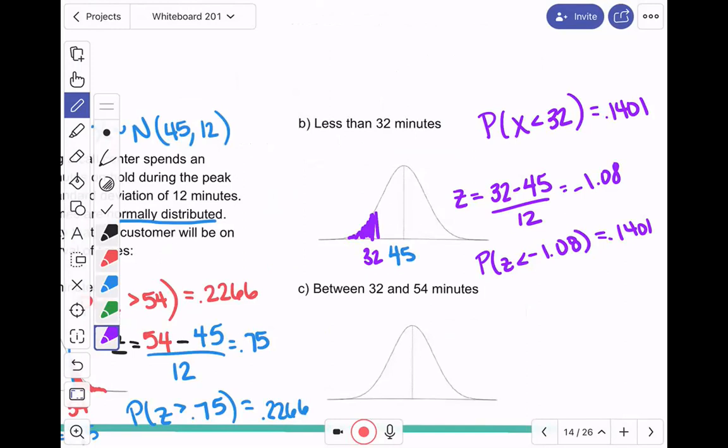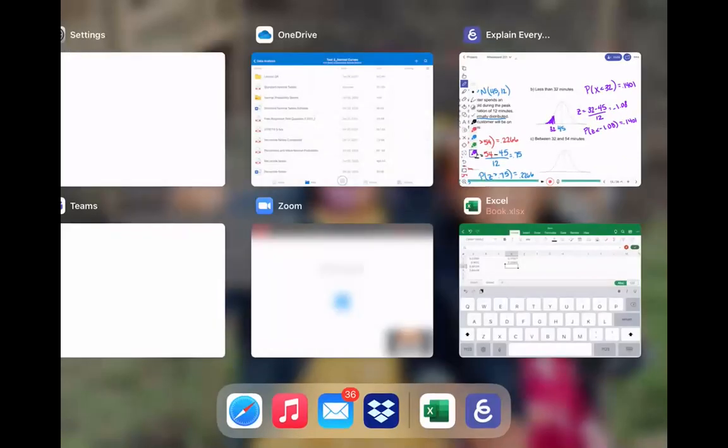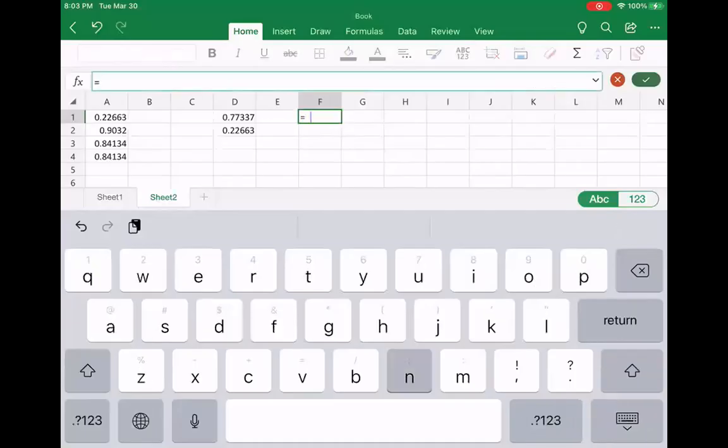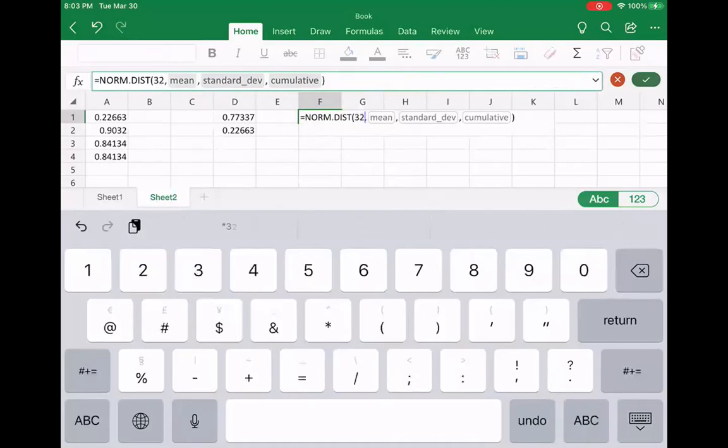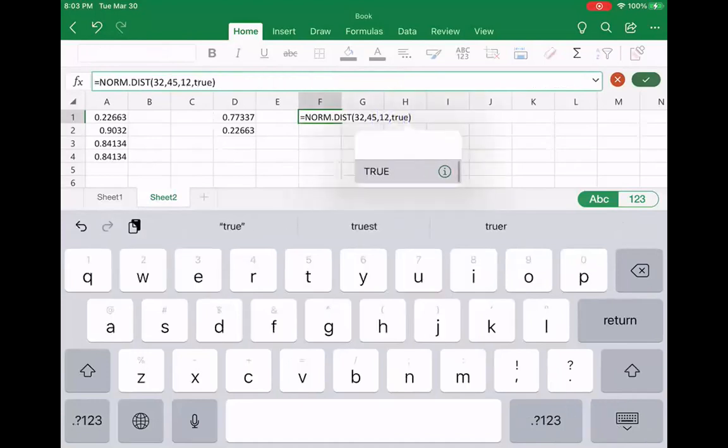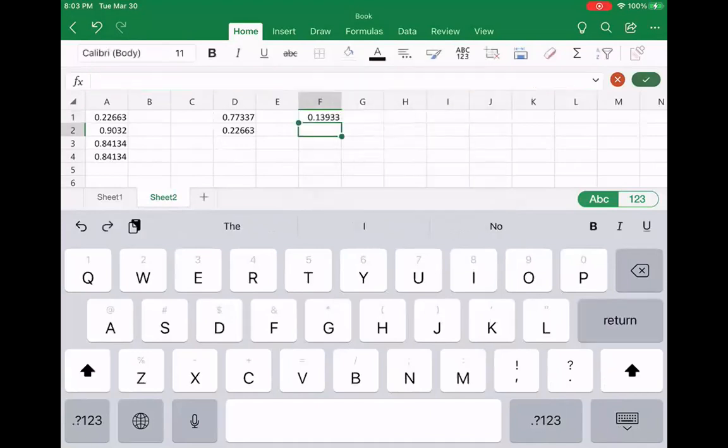Again, if I go to Excel, I type equals norm.dist, because I don't want to worry about the z-scores. My value was 32, the mean is 45, the standard deviation is 12, cumulative set to true. Press enter. I get 0.13933. Do you know why I get 0.13933 and not 0.140 whatever?